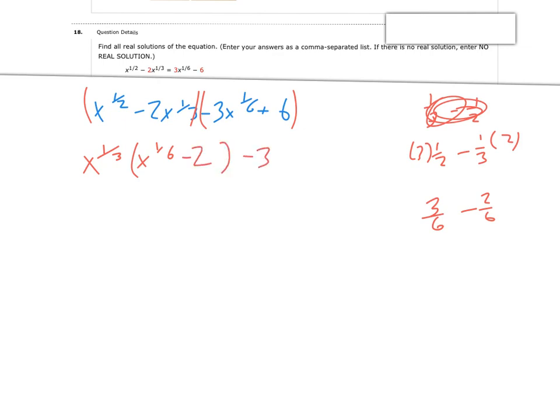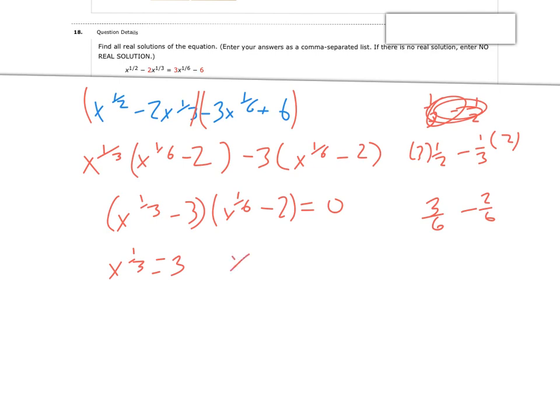And we'll take out a -3 here, which leaves me x to the 1/6 minus 2 as well. All right, so then we'll go ahead and write this as x to the 1/3 minus 3 times x to the 1/6 minus 2 equals 0. So I'm going to say x to the 1/3 equals 3, x to the 1/6 equals 2.